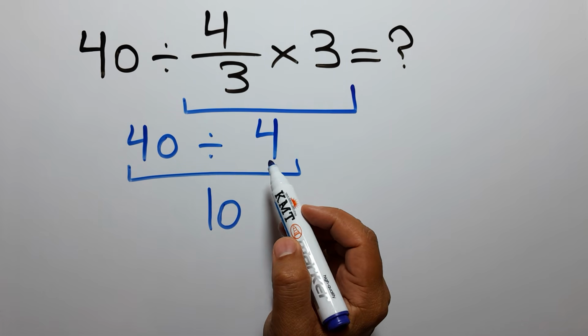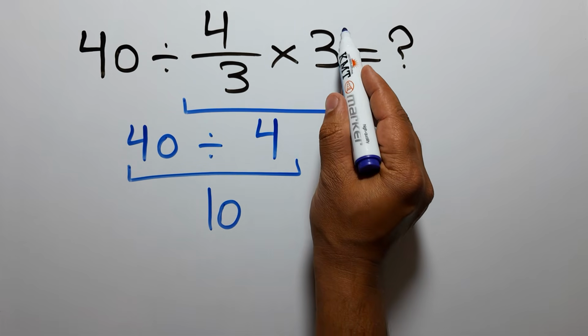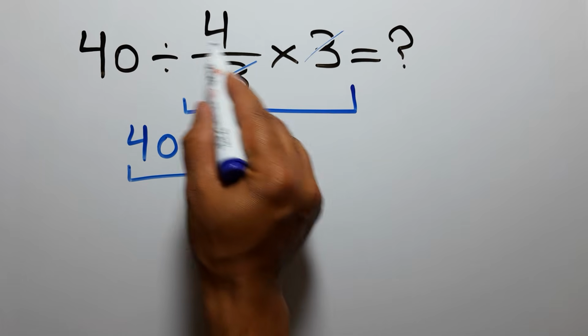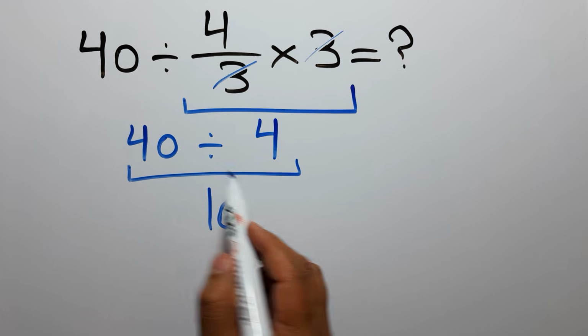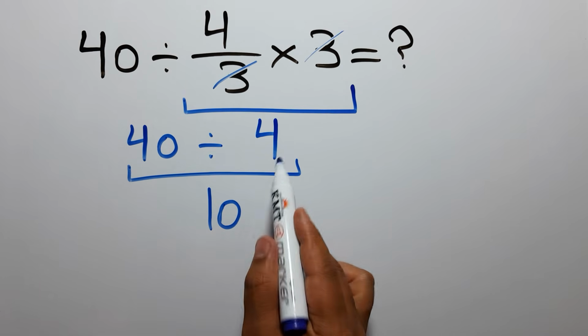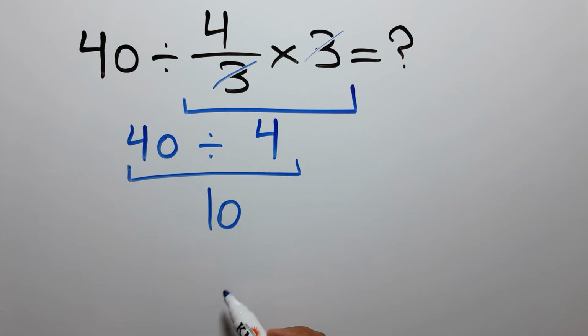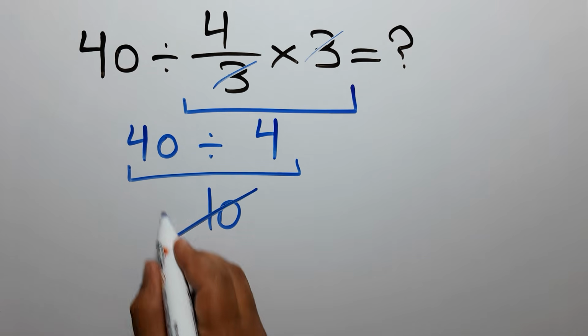First we do this multiplication. We can easily cancel this 3 and this 3. So here we have just 4. So 40 divided by 4 gives us 10. But this answer is not correct.